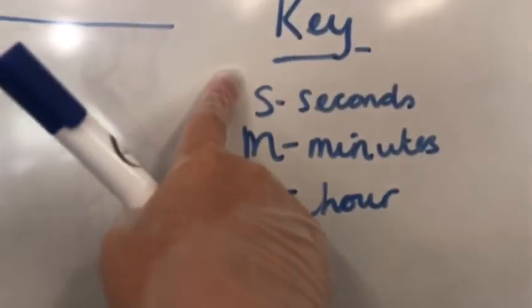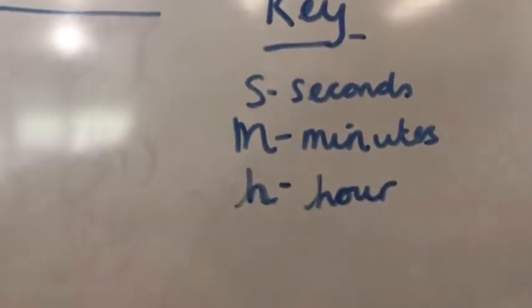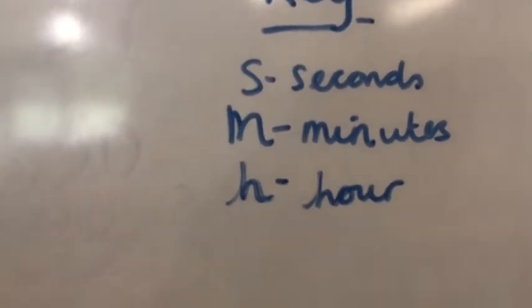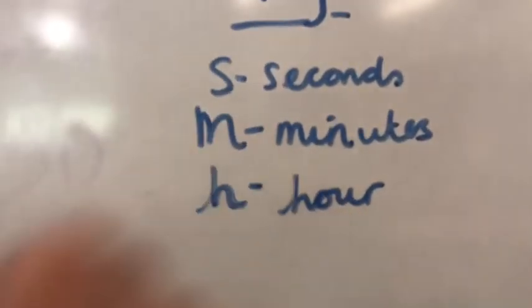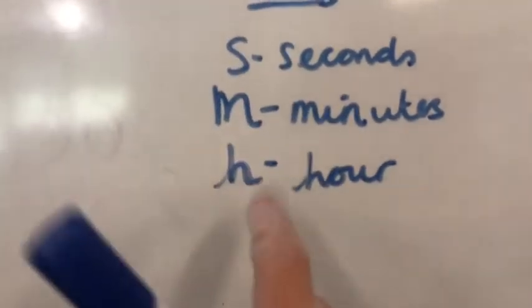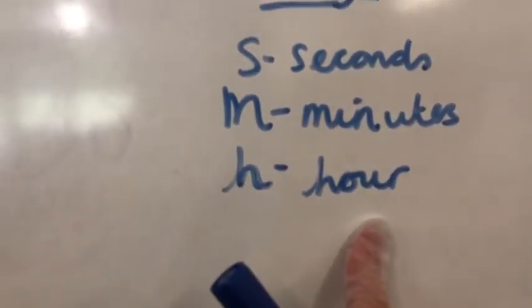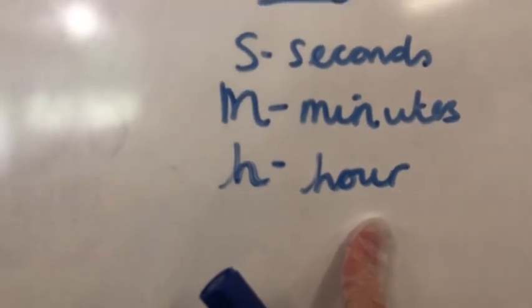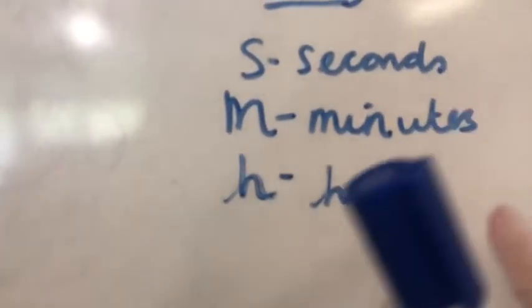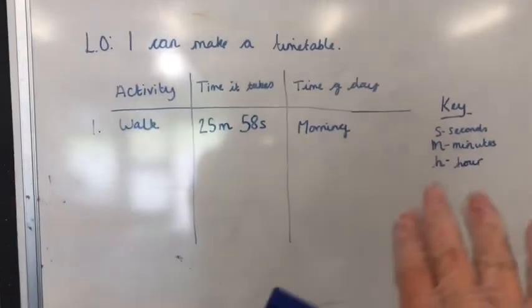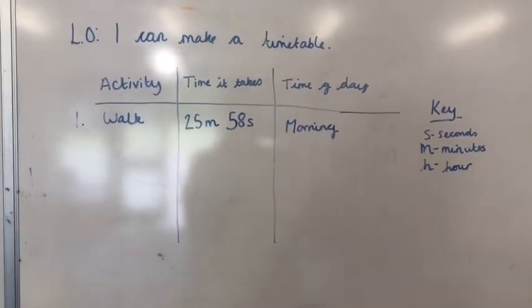Okay, so we have seconds, we have minutes. Can you remember how many seconds are in a minute? Quick. Who can do it? There are 60 seconds in a minute. We've got minutes, then we've got hour. Can you remember how many minutes are in an hour? Who's got it? There are 60 minutes in an hour. Whoosh! Okay, so guys, this is what I would like you to fill out, hopefully for about a day.